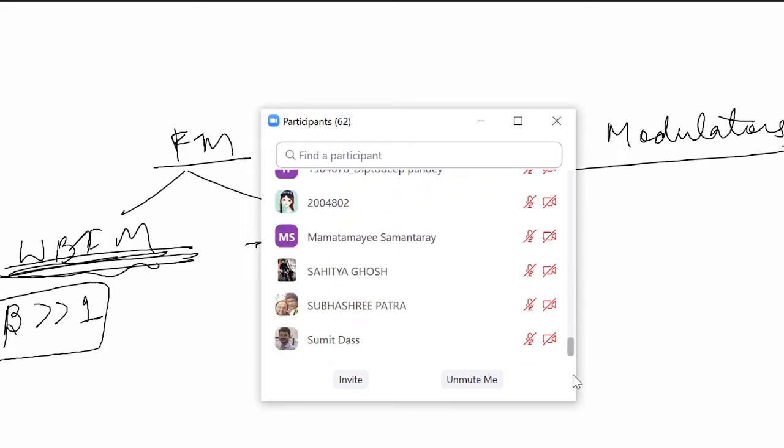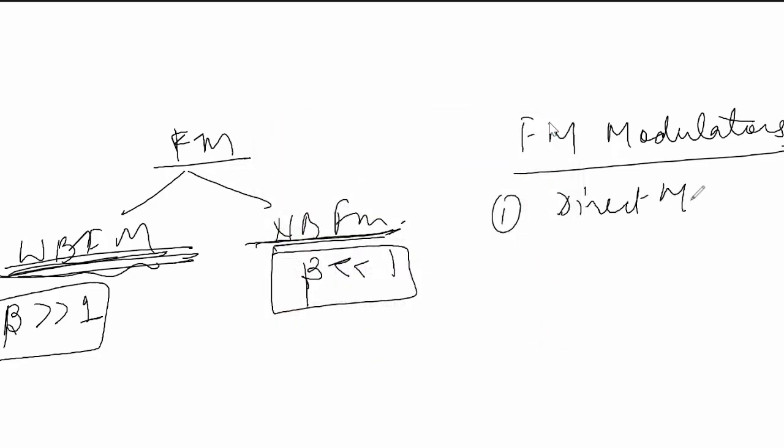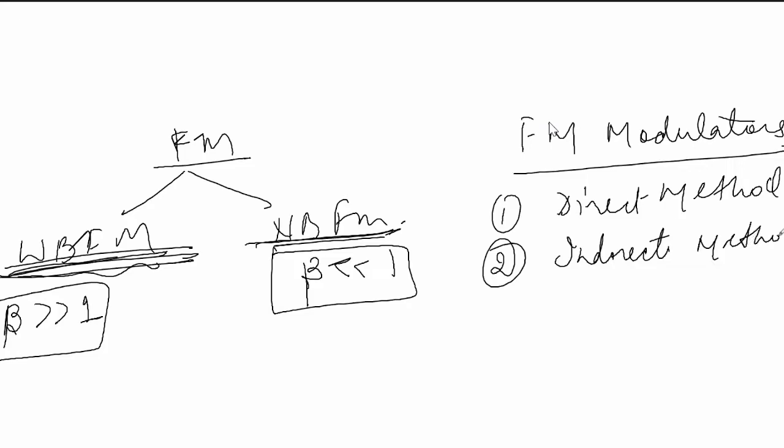One is called the direct method, another is called the indirect method or the Armstrong method. Indirect method or Armstrong FM transmitter, which you have already done. And in the direct method, you are directly generating the wide band FM using a Hartley oscillator. In the theory you have already learned.